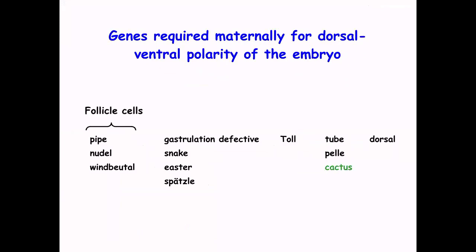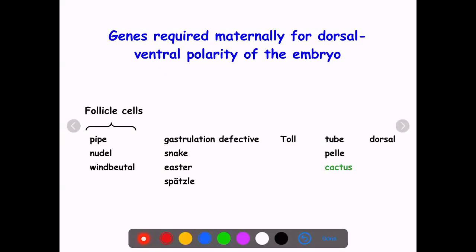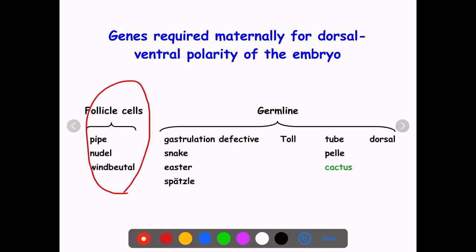Those genes I listed here work in follicle cells, okay? The next one is the genes that work in the germline: gastrulation defective, snake, Easter, and Spätzle. There's a second set, and the first set is probably Toll, tube, pelle, cactus, and dorsal, and how they are working. So we mostly focus on these first, and then I'm going to move to our next group.